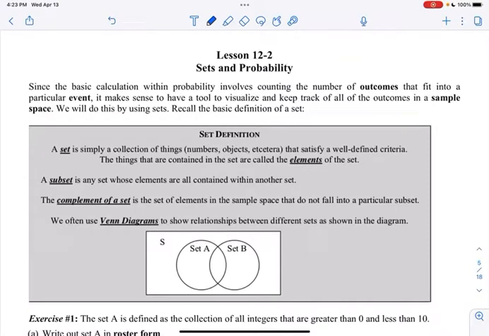Hi, Algebra 2. This is Unit 12, Lesson 2, Sets and Probability. So we have some more vocab in the top here.